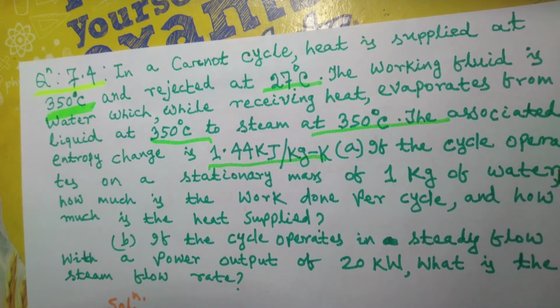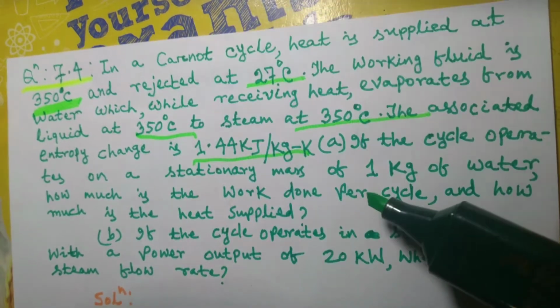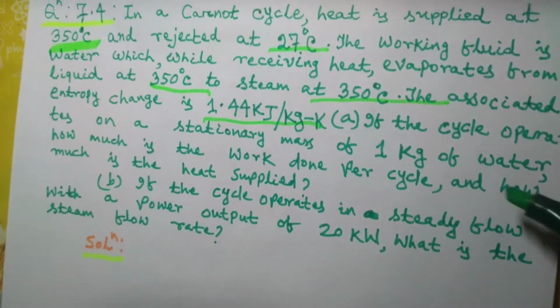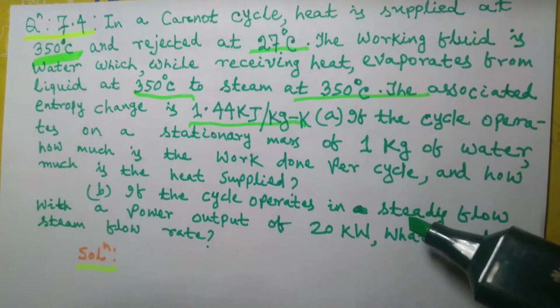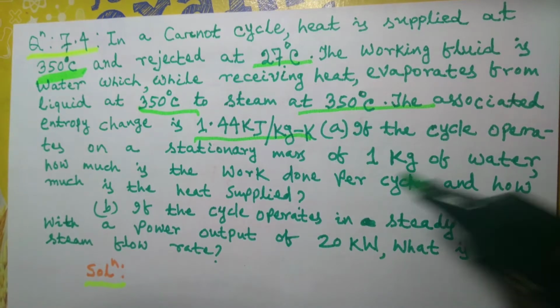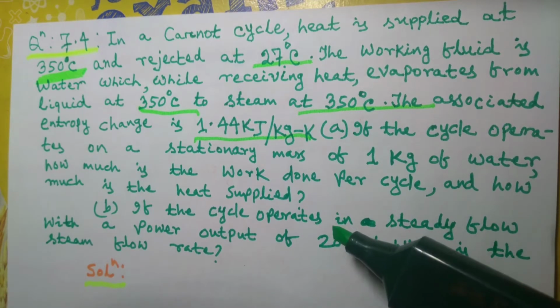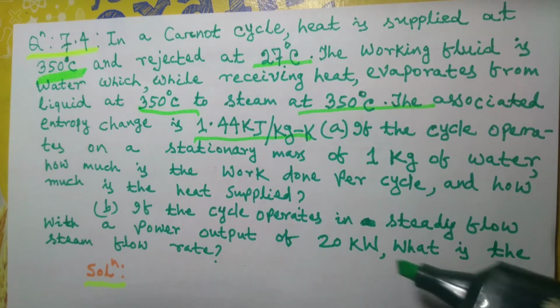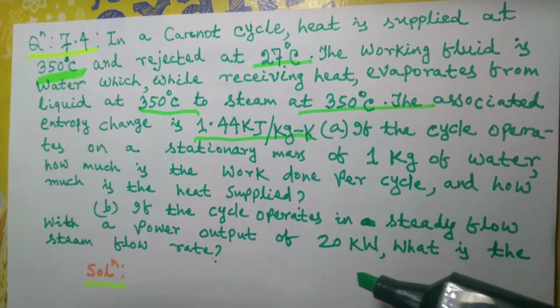If the cycle operates on a stationary mass of 1 kg of water, how much is the work done per cycle and how much is the heat supplied? And in the next bit, if the cycle operates in steady flow with a power output of 20 kilowatt, what is the steam flow rate?